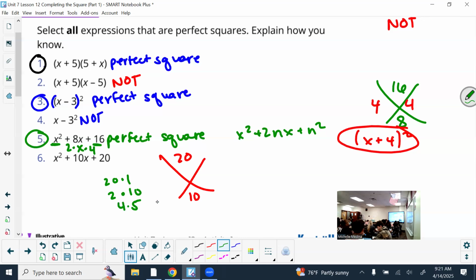Here's all the factors of 20. I think this one's actually prime, but it's definitely not a perfect square. Questions on the warm-up?